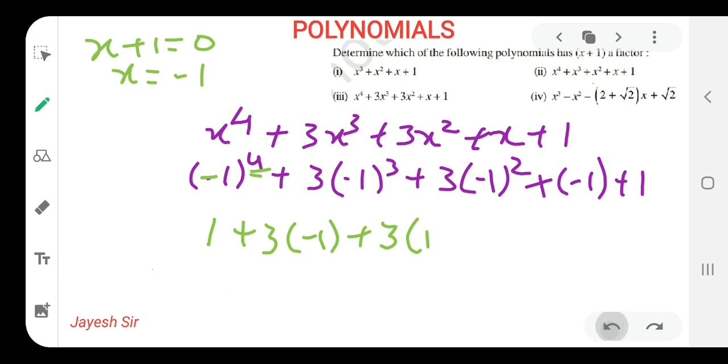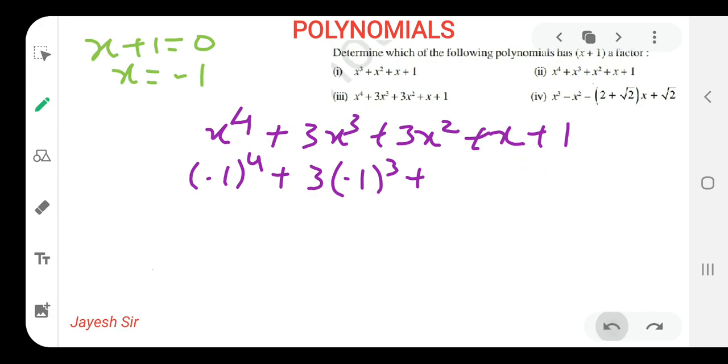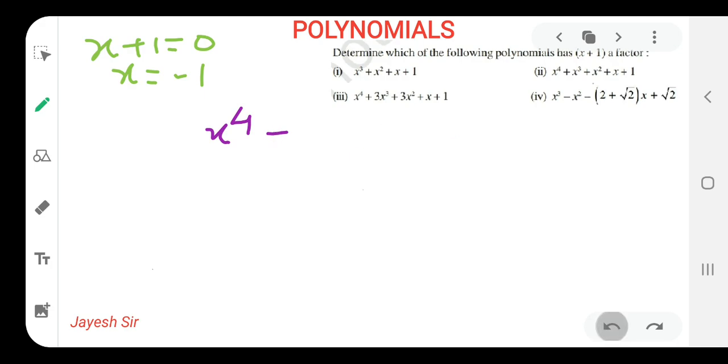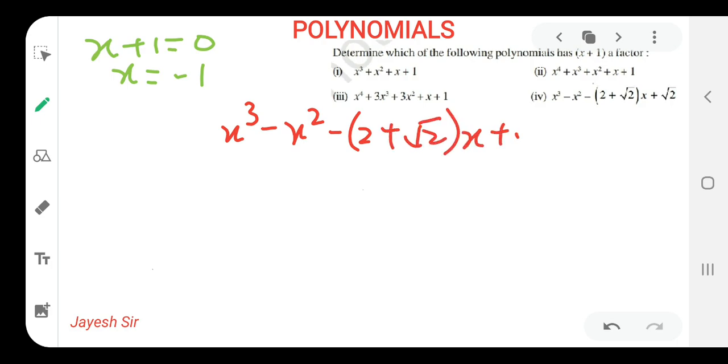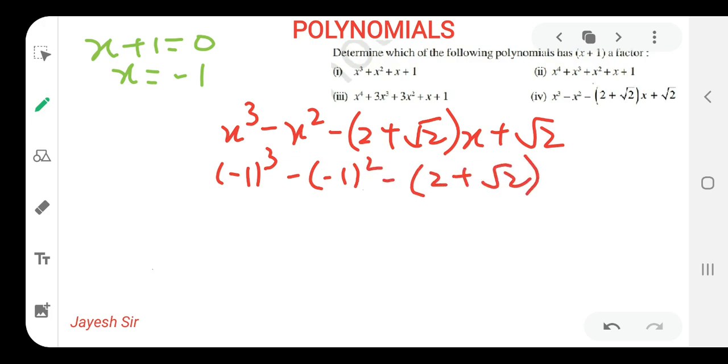So now I hope you all might be able to understand and get your concept cleared over here. So now pause the video and try to solve by your own, friends. You just have to put the value of x as minus 1 and try to solve by your own. I am solving here for you only. x cube minus x square minus 2 plus root 2 x plus root 2. Yes, here we have to put the value of x as minus 1. So minus 1 cube minus 1 square minus 2 plus root 2 as it is. The value of x is minus 1 and plus root 2.